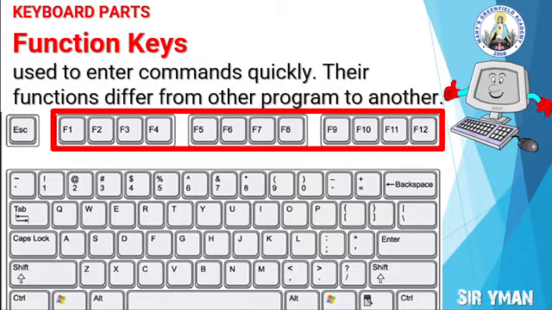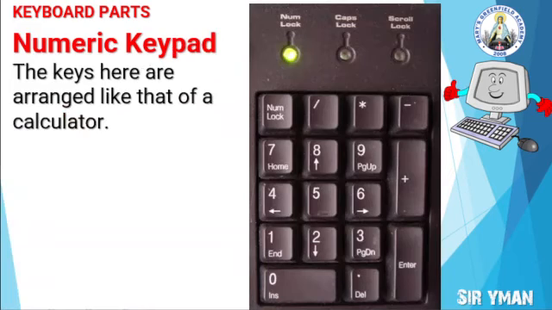Okay. So let's go to the rightmost part of our keyboard. Let's go to the Numeric Keypad. The keys here are arranged like that of a calculator. Have you seen a calculator? Siguro naman. So you'll see the arrangement of the numeric keypad looks like a calculator. So you have 0 at the bottom, then 2, 3, 4, 5, 6, 7, 8, 9.